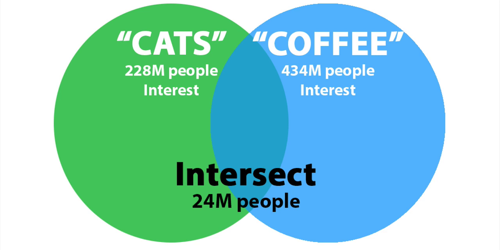Now, that piece of the pie, the main intersected audience in the center of this graph, those 24 million people are the ones that are more likely to respond to your ad for a coffee mug with cats on it. Now you could do this for all sorts of things.